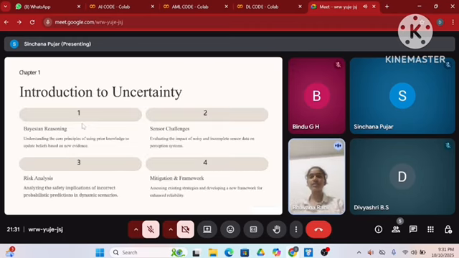Introduction to uncertainties. First, Bayesian reasoning: understanding the core principles of using prior knowledge to update beliefs based on new sensor data. Second, evaluating the impact of noise and incomplete sensor data on perception systems. Third, risk analysis: analyzing the safety implications of incorrect probabilistic predictions in dynamic scenarios. Fourth, mitigations and frameworks: assessing the existing ones and developing new frameworks for enhanced reliability.